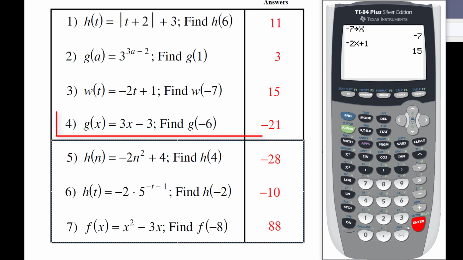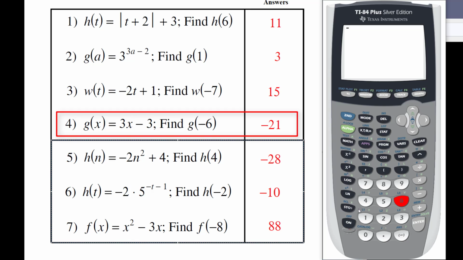Okay, number 4 here, x's value is -6. So we say -6 store x. Then we type in the equation 3x minus 3. And we get a value of -21.